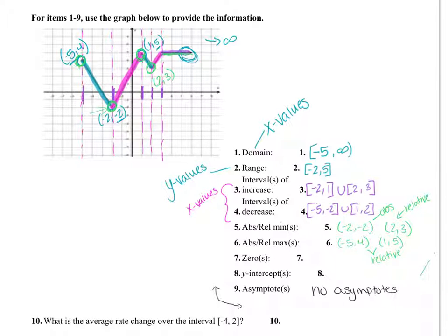Last thing we're going to look at with this graph is our zeros, which are also your x-intercepts.